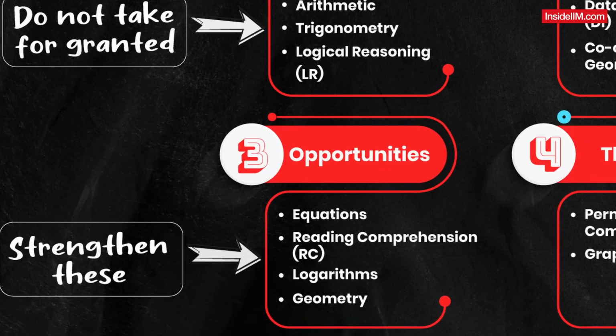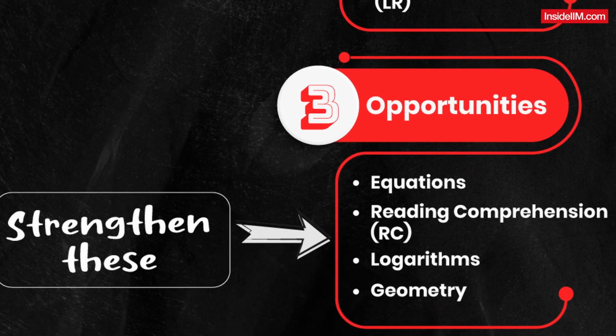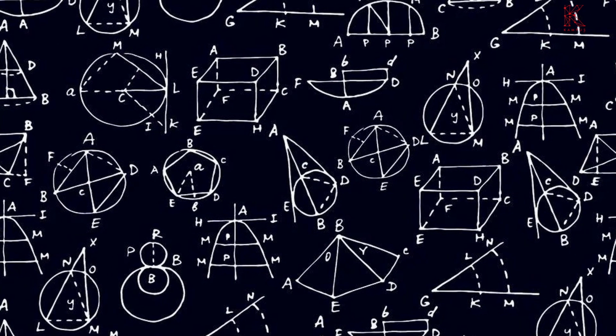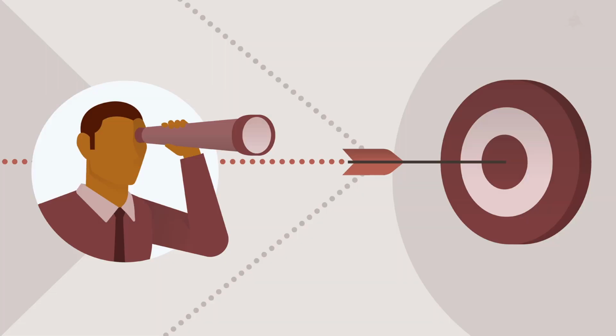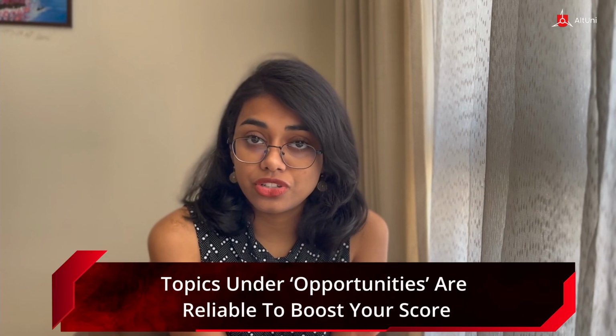Right. Then when it comes to your opportunities, now these are areas which need to be strengthened, but you have an innate aptitude for them. So like geometry, I knew that I could do it, but I just needed to focus more on it. So those are opportunity areas.